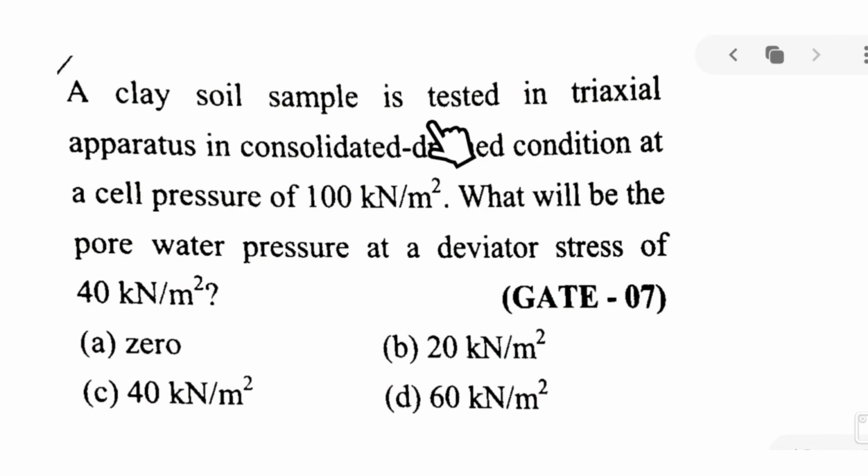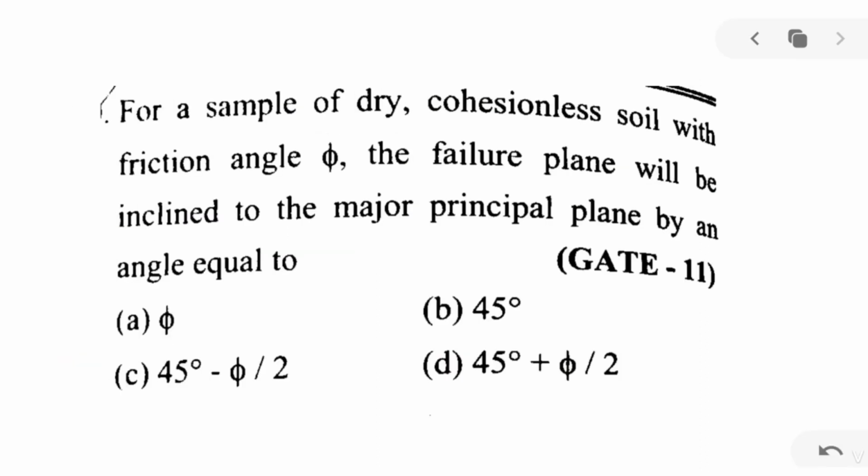A clay soil sample is tested in consolidated drained condition at a cell pressure of 100 kN per meter square. What will be the pore water pressure at a deviator stress of 40 kN per meter square? Keenly reading the question, we understand it is a consolidated drained condition. Therefore, no pore water pressure is developed in this particular test, and hence the pore water pressure here is 0. Next question from GATE 2011.